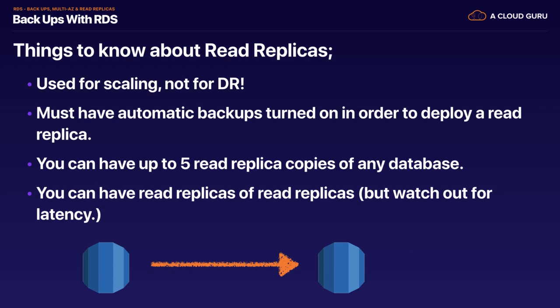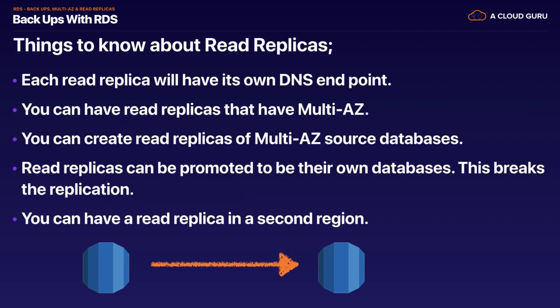And you can have up to 5 read replica copies of any database, and you can have read replicas of read replicas. But when you do that, you do have to start watching out for replication latency. Other things to know about read replicas is each read replica will have its own DNS endpoint, and you can now have read replicas that also have multi-AZ turned on, and you can create read replicas of multi-AZ source databases as well. And read replicas can be promoted to their own databases, and this breaks the replication. So if you do promote a read replica to be its own independent database, the replication will no longer work.